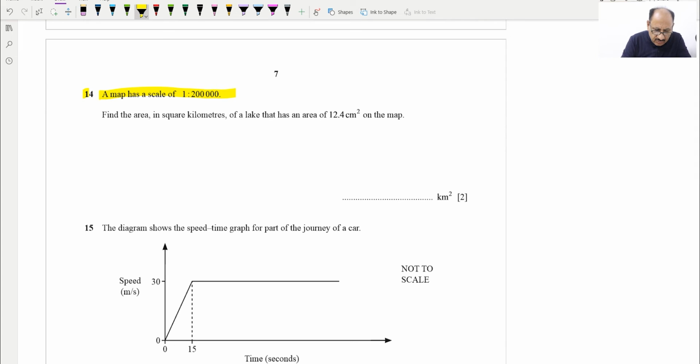Now next question is question number 14, which is a map scale question. A map has a scale of 1 to this, and find the area in square kilometers of the lake that has an area of 12.4 centimeters square on the map.